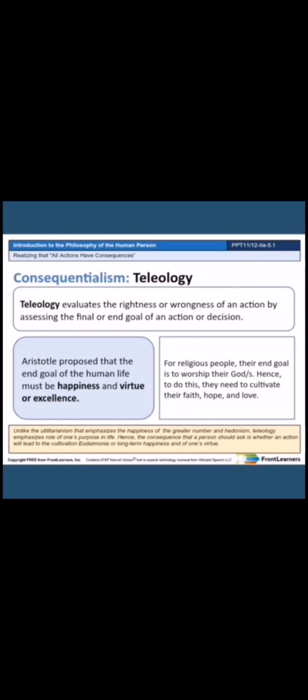Consequentialism: teleology. Teleology evaluates the rightness or wrongness of an action by assessing the final or end goal of an action or decision. Aristotle proposed that the end goal of human life must be happiness and virtue, or excellence. For religious people, their end goal is to worship their gods. Hence, to do this, they need to cultivate their faith, hope, and love.